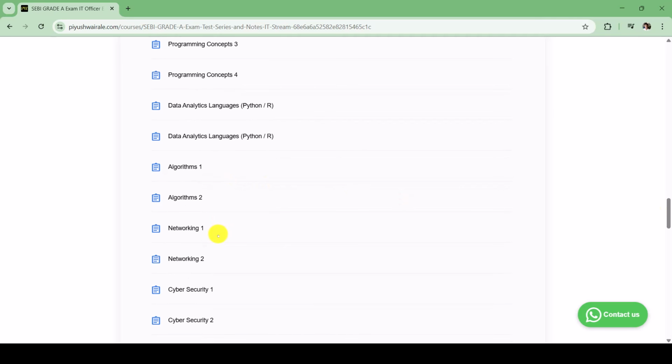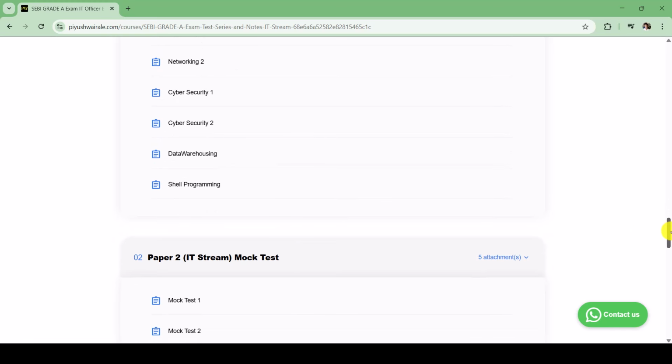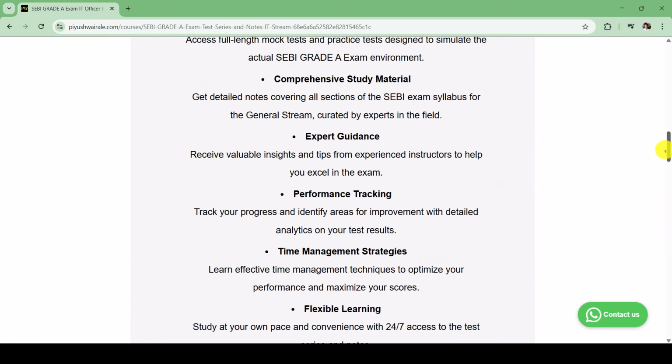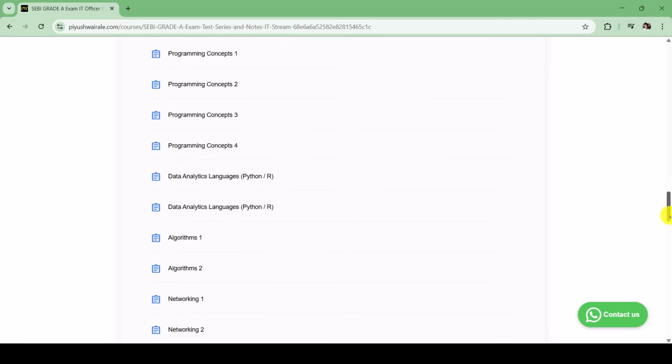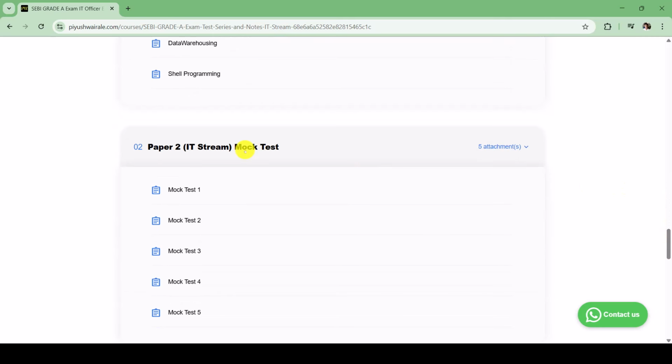Then we have algorithms, then a few tests on networking, cyber security, and you can see data warehousing and shell programming. So all subject-wise tests you can see, and each test will consist of 10 questions. Then we have the mock test. Now this mock test will be for phase 1 as of now. In phase 2 also we are going to launch a similar mock test. This mock test will consist of 50 questions for 40 minutes, for the paper 2 IT stream, for 100 marks.